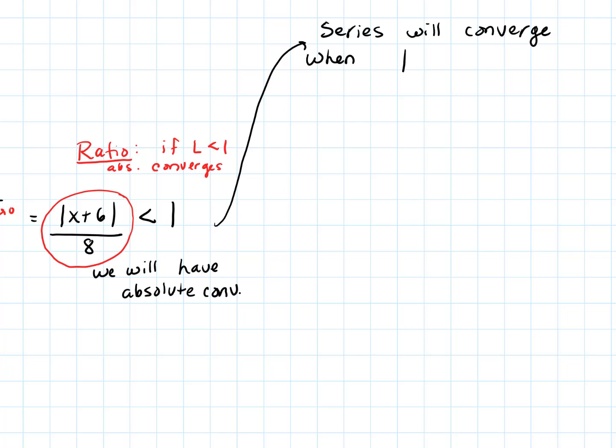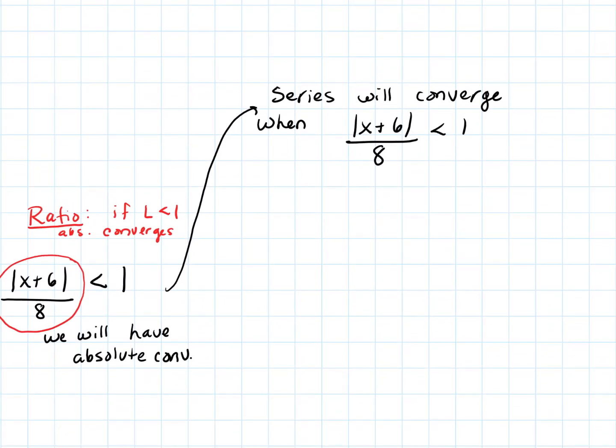When the absolute value of (x + 6)/8 is less than 1. Okay, well remember, we're trying to figure out where around -6 this will converge. We're centered at -6. We're trying to figure out where that will converge. Well, let's just multiply both sides by 8 here, and we find that |x + 6| is less than 8.